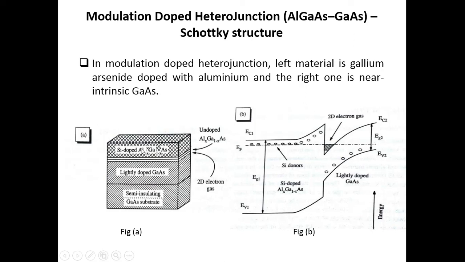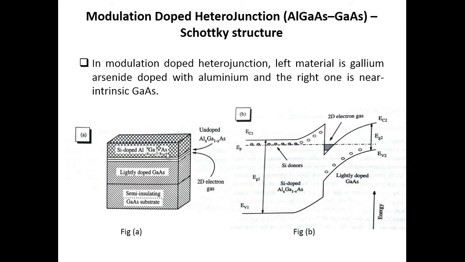So the left side material is the aluminum gallium arsenide, N-type, which is nearly intrinsic, that is lightly doped material, and that is grown over a lightly doped gallium arsenide P-type material, and the whole structure is grown on a gallium arsenide substrate which is semi-insulating in nature. So over the lightly doped P-type gallium arsenide on the substrate, the aluminum gallium arsenide is grown.